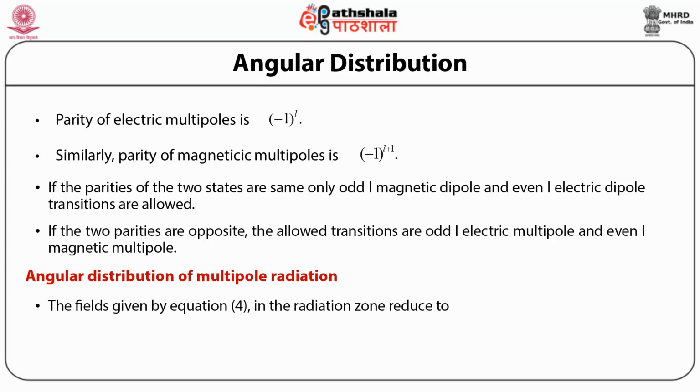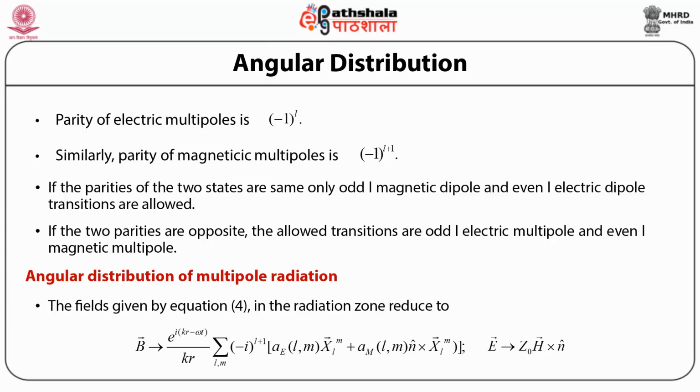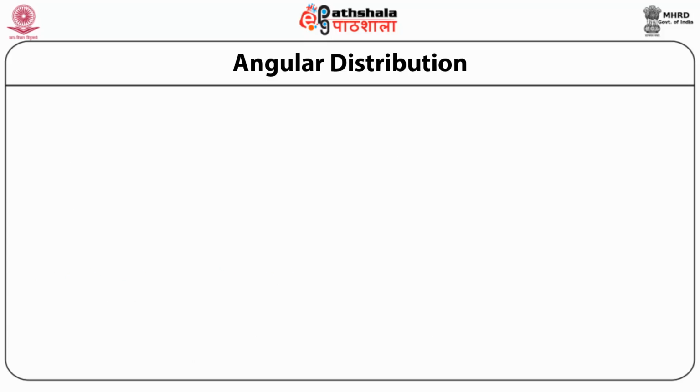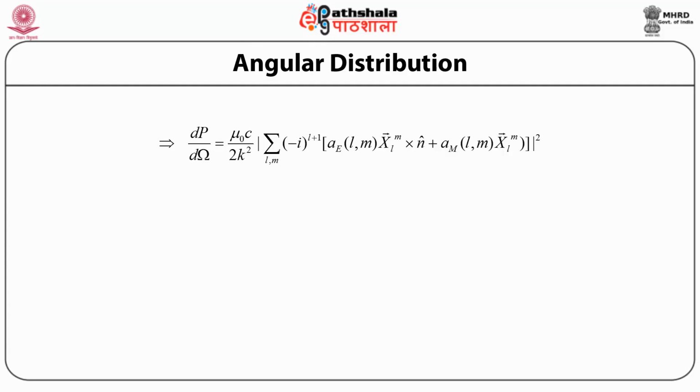The fields given by the equation in the radiation zone reduce to vector B tends to e raised to power i(kr minus omega t) divided by kr into summation over L, m of minus iota raised to power L plus 1 into (AE as a function of L, m into X L, m vector plus AM as a function of L, m into n cap cross X L, m vector), and E vector tends to Z naught H vector cross n cap, which implies that dP by d omega equals mu naught c divided by 2k square into mod of summation over L, m of minus iota raised to power L plus 1 into (AE as a function of L, m into X L, m vector cross n cap plus AM as a function of L, m into X L, m vector) whole square.